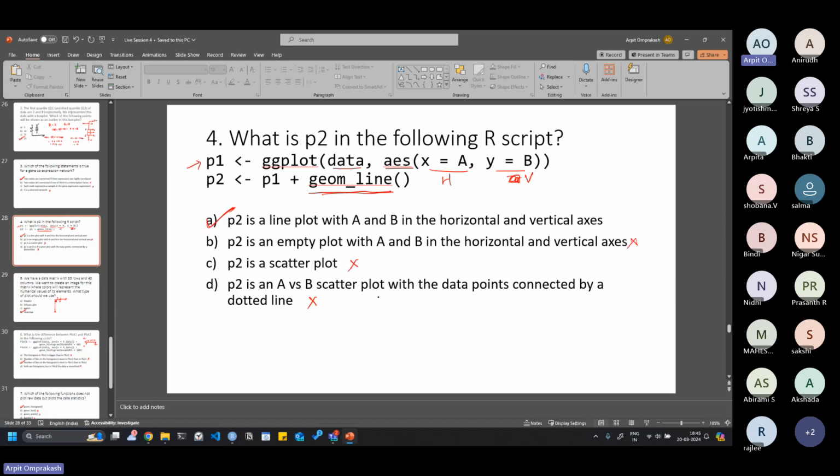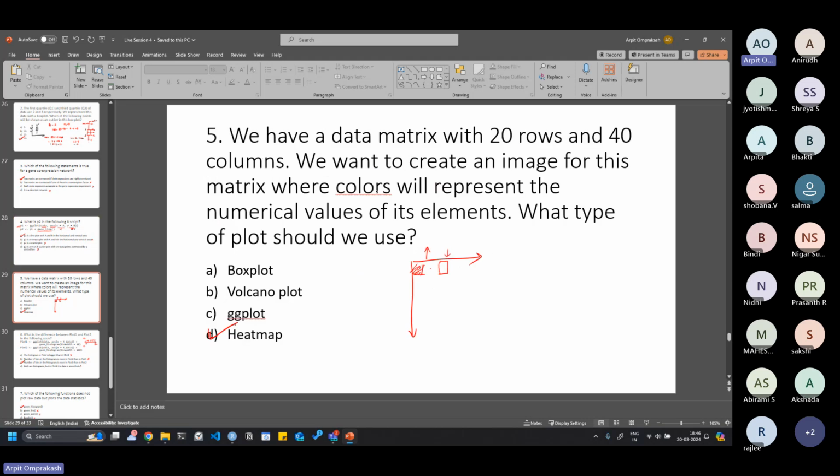Other things can be this. So for example, you might be given the code of a plot, and then asked what will it plot, or how will the plot look. For example, as we are asked here, we are given a code and we are asked what is P2. So basically, what is the plot? So it's a line plot with A and B on the horizontal and vertical axes. Questions like this might be things that you get, right?